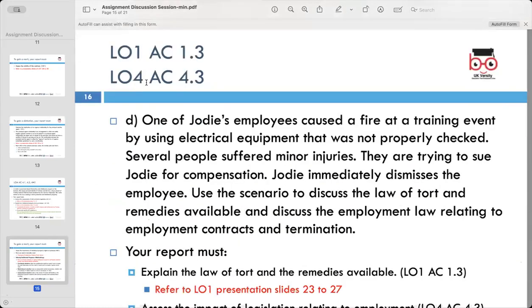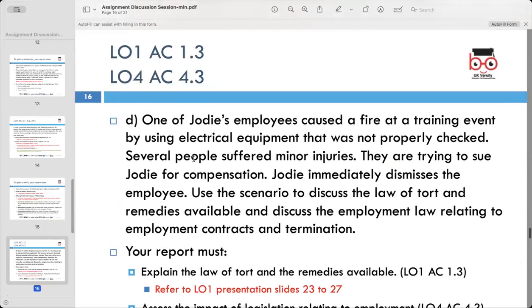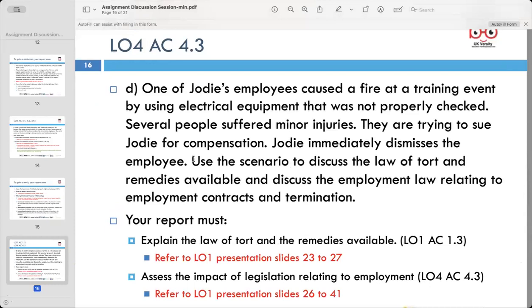Learning outcome 1, learning outcome 4, 1.3 and 1.4. One of Jodi's employees caused a fire at a training event by using electrical equipment that was not properly checked. Several people suffered minor injuries. They are trying to sue Jodi for compensation. Jodi immediately dismisses the employee. Use the scenario to discuss the law of tort and remedies available, and discuss the employment law relating to employment contract and terminations.